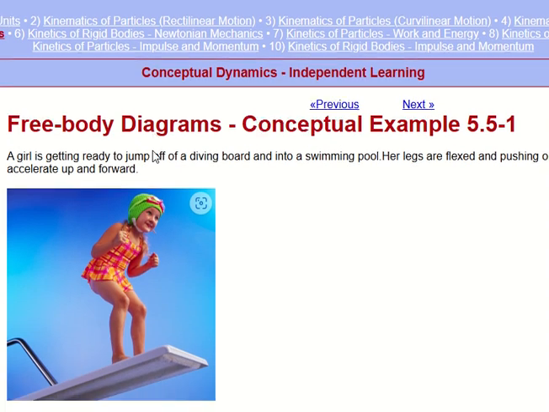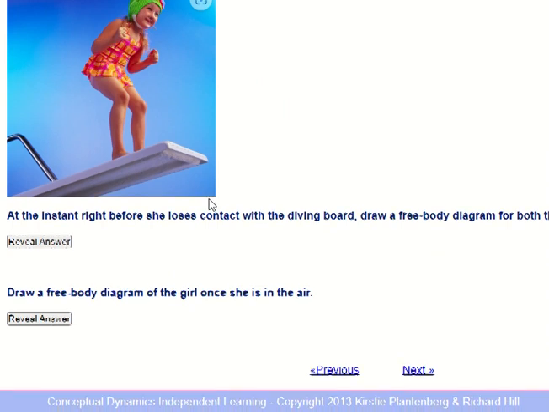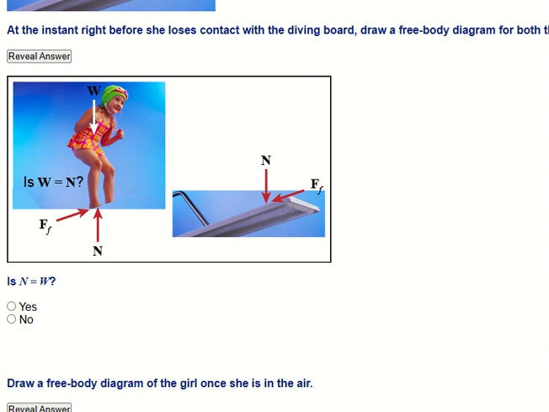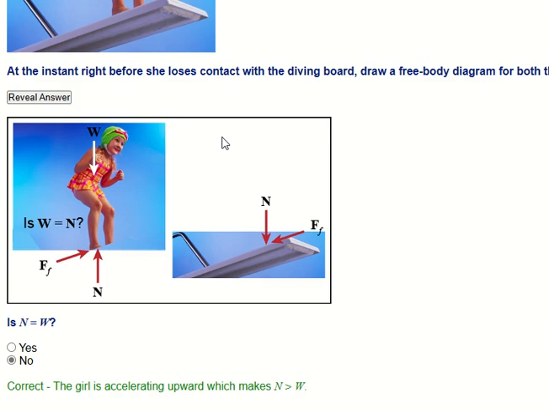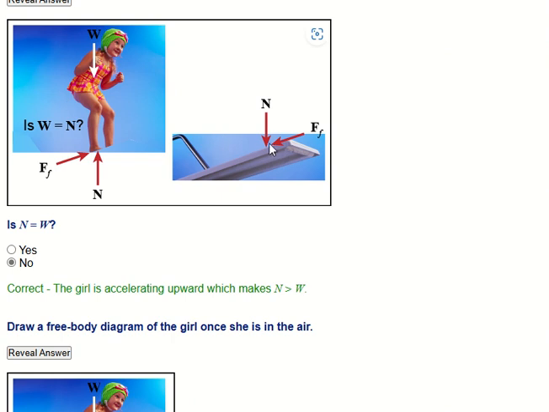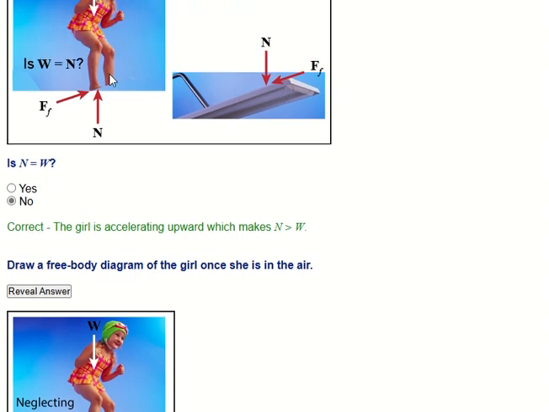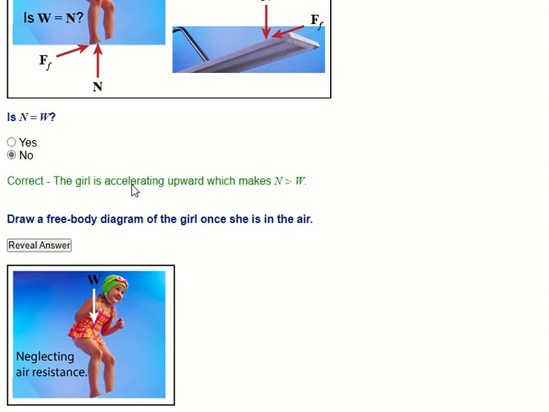So it is on this page, 5.5-1, and what you have to do is look into this. We just went through everything, before and after she jumped, and here is the weight, the normal force, the diver's force, the friction force. Your normal force and the weight are not equal, because if they were equal, she wouldn't go up and forward. The question already said the gear is accelerating up, so your normal force has to be greater than the weight, otherwise she will still be on the board.